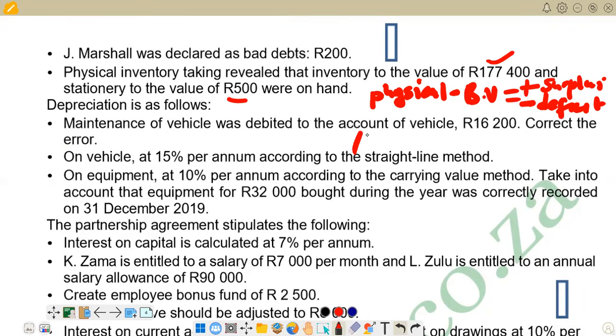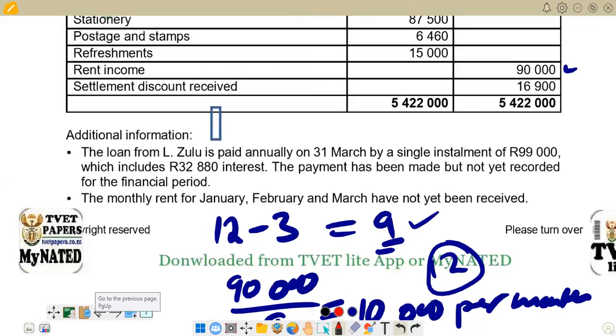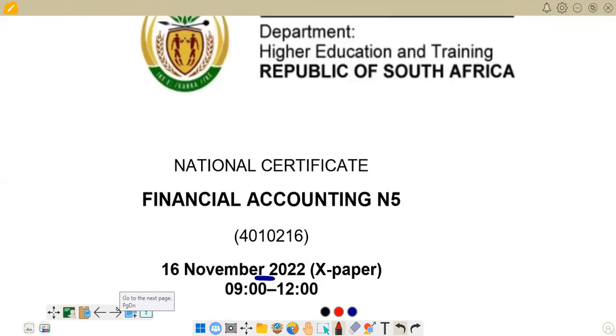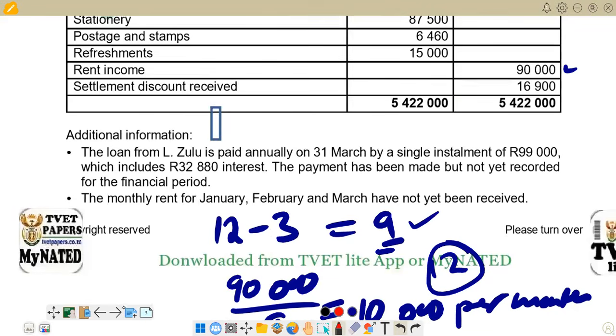So we are going to say 177,400. Then we subtract the book value. The book value is the one that you are given in the list of balances there. So we can go back to check what we have in the trial balance. Right, we can check the figure that we are having there.